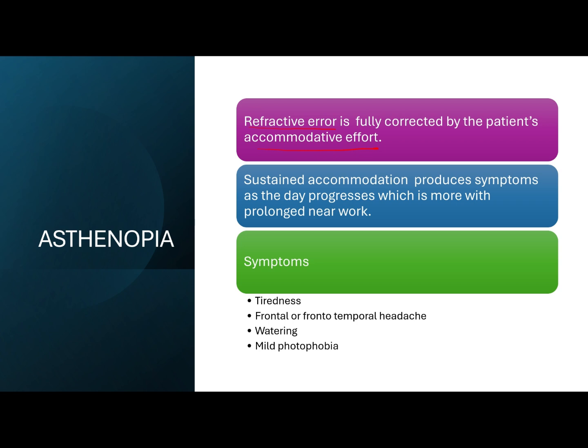So what will be the symptom? The constant accommodative effort will cause asthenopia, that is, sustained accommodation may produce symptoms as the day progresses because of the prolonged near work. So what do they feel? They will complain of tiredness, frontal or frontotemporal headache, photophobia, watering. All these are symptoms of asthenopia. The patient will not come to you saying I am having defective vision. So any patient who complains of fatigue and fatigue-like symptoms, it is because of asthenopia. We have to look for hypermetropia.